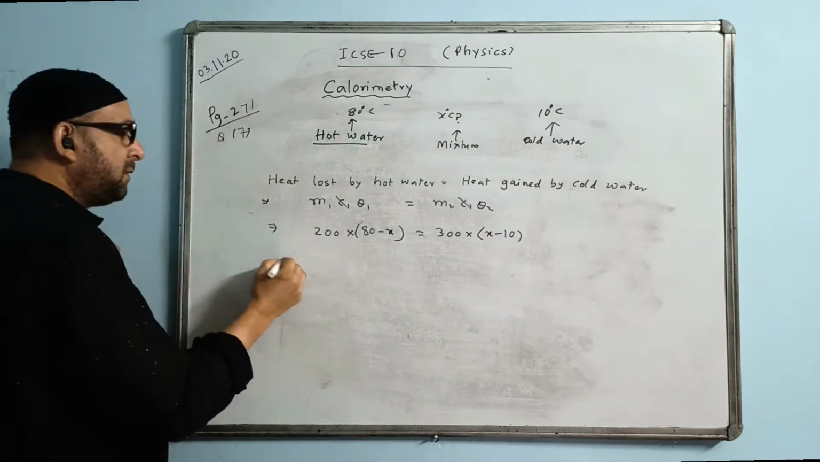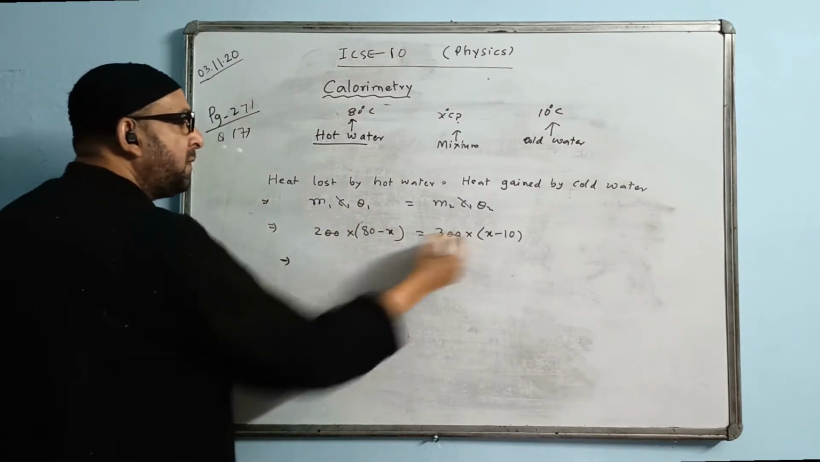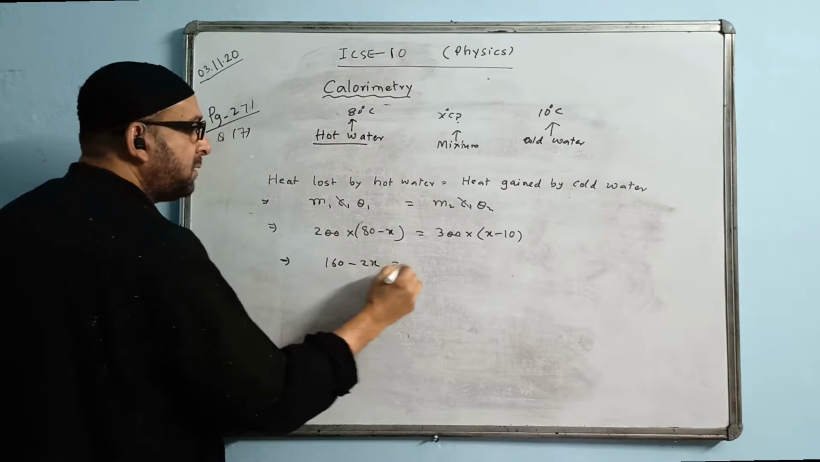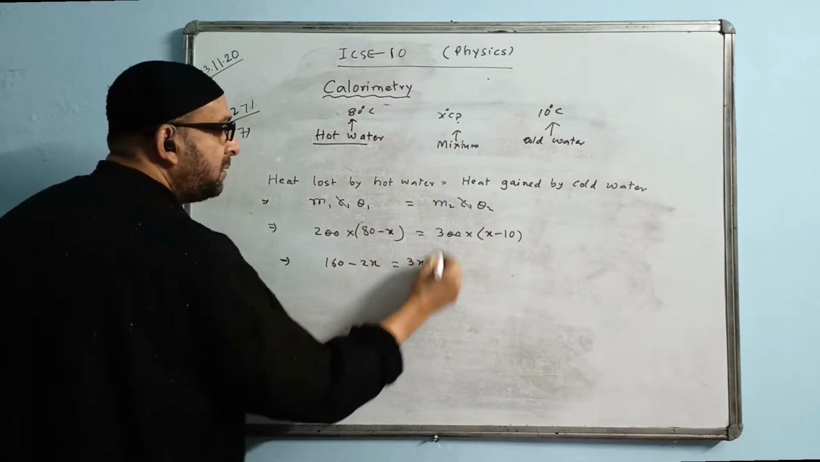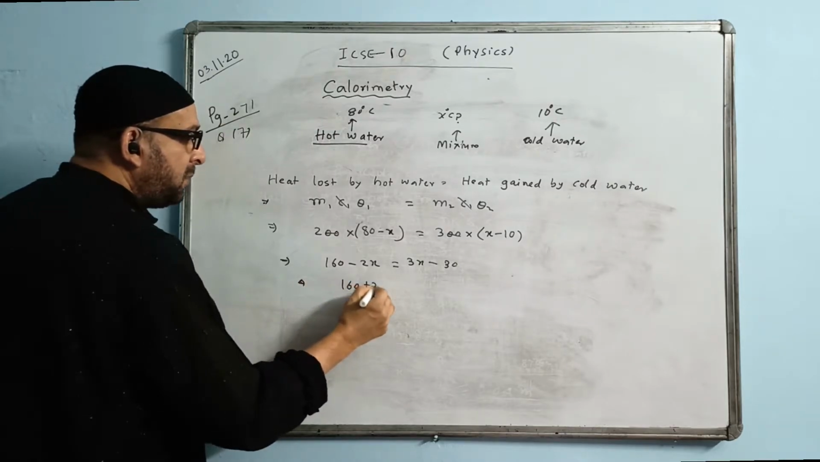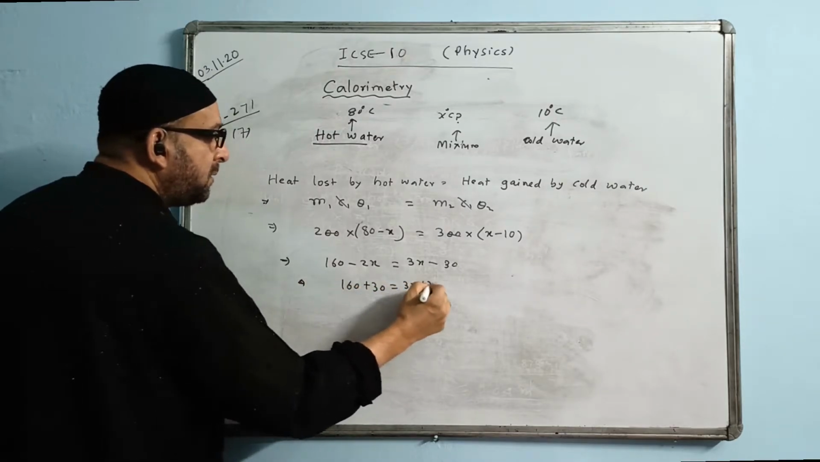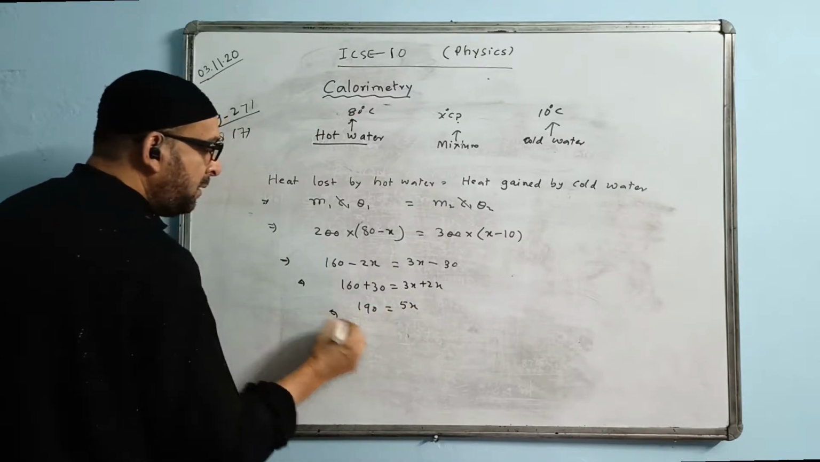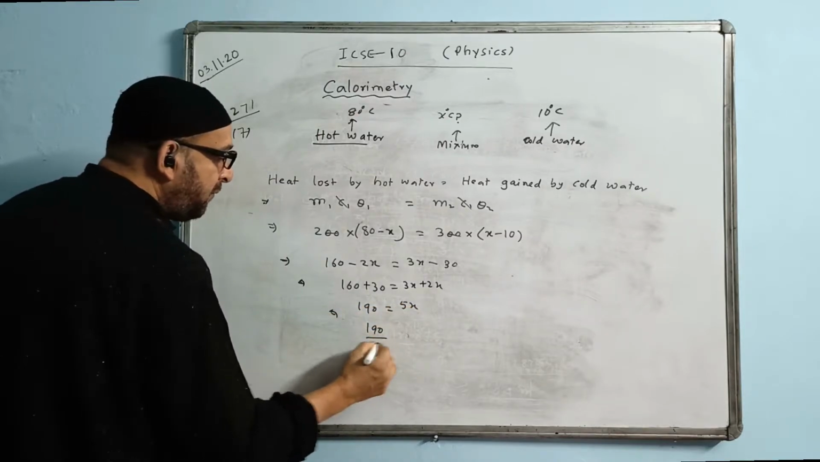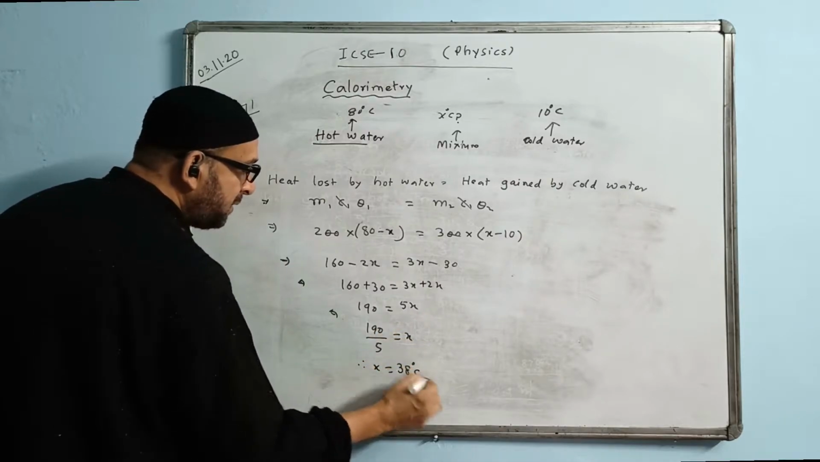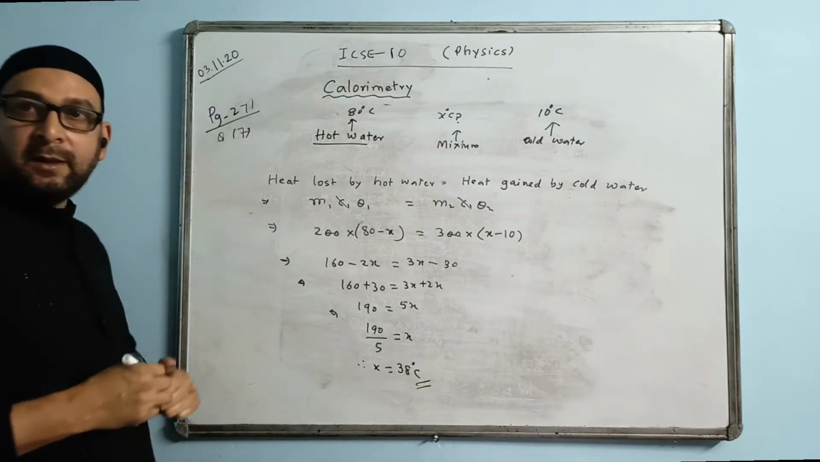Now we will calculate the answer. 20 cancel. 2 into this multiply, we get 160 minus 2x. 3 into this, 3x, 3 tens are 30. 160 plus 30 is equal to 3x plus 2x. 190 is 5x. 190 by 5 is the value of x. Therefore, the value of x is 38 degrees Celsius. The answer is 38 degrees Celsius.